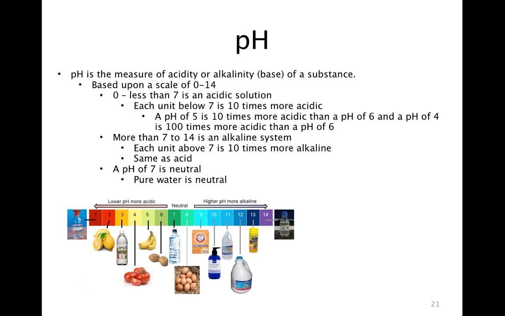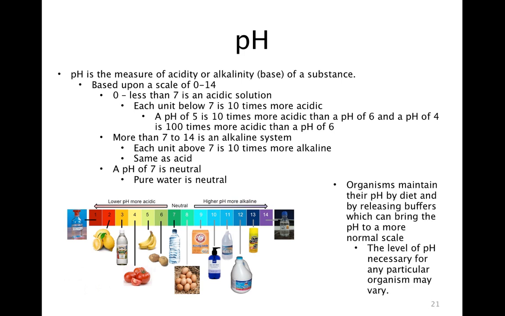If your stomach pH gets too low, if you eat a lot of acidic foods and it gets too low, you'll develop heartburn. So organisms maintain their pH by diet and by releasing buffers. And buffers are substances which can bring the pH back to its normal range. And then we have Tums and things like that you can take even if your buffers aren't working all that well. So if you eat too much tomato sauce, too much spaghetti, too much lasagna, you can take a Tums or Pepto-Bismol and other things which will bring your pH back into its normal balance. Okay, so let's stop here right now, and I'll get into organic molecules with the next video.